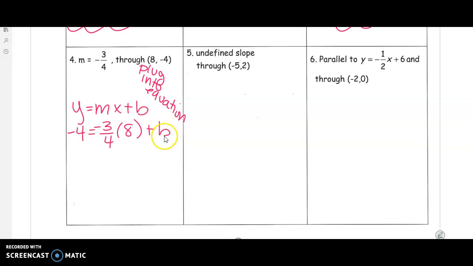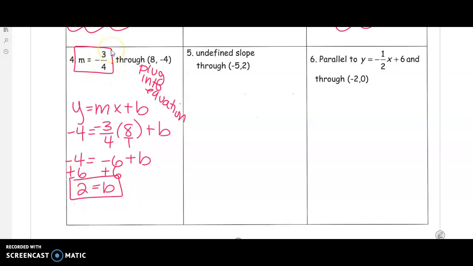So we're going to solve this equation for b. We need to put 8 over 1. Solving that now, 4 goes into 8 2 times. 2 times negative 3 is negative 6. Add 6 to both sides. B equals 2. So we need our slope and we need b to get our equation. So y equals negative 3/4 x plus 2. Final answer.